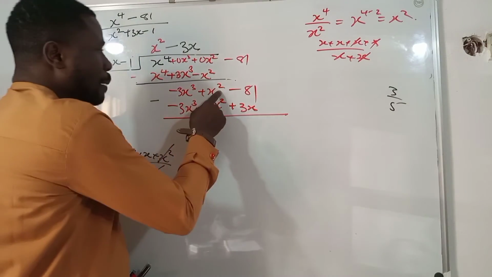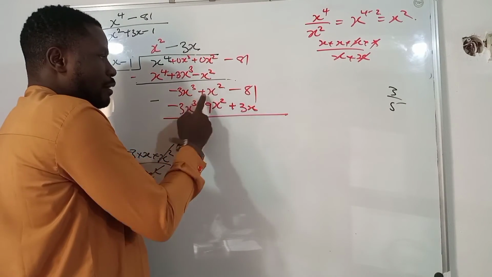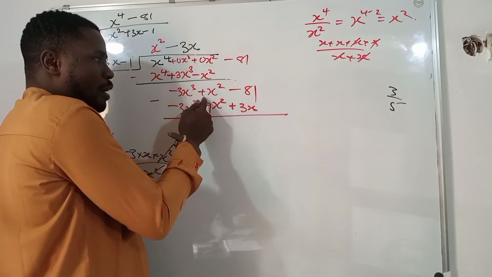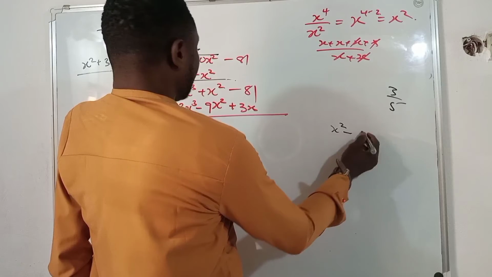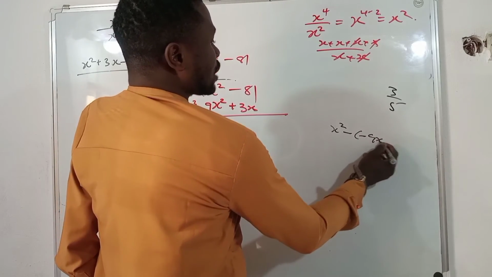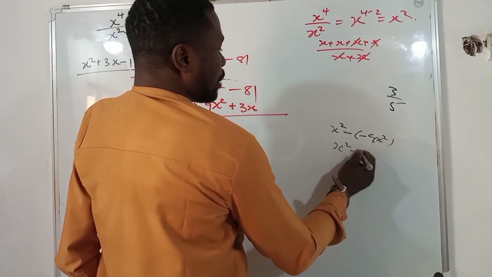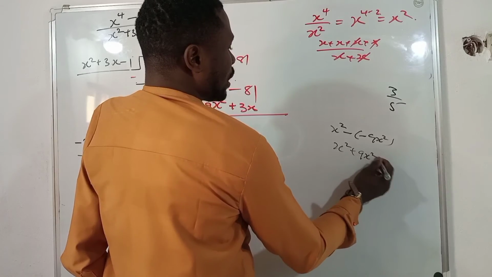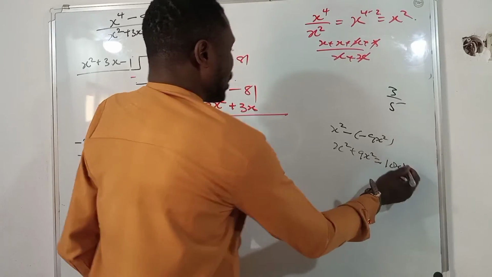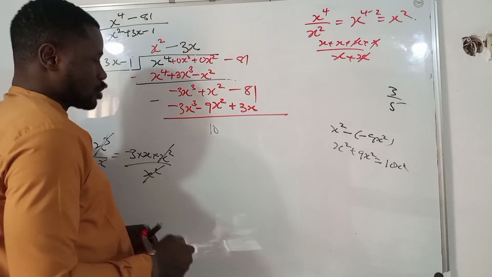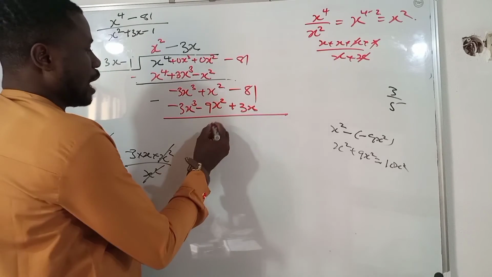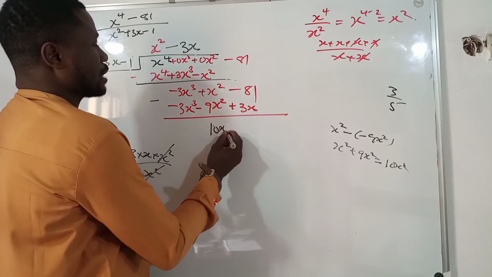Now, how about x squared? Remember, there is an invisible one here. That will give us x squared minus 9x squared. Of course, that will be x squared plus 9x squared. That will give us 10x squared. So what we're going to have here will be 10x squared. You have here 10x squared.